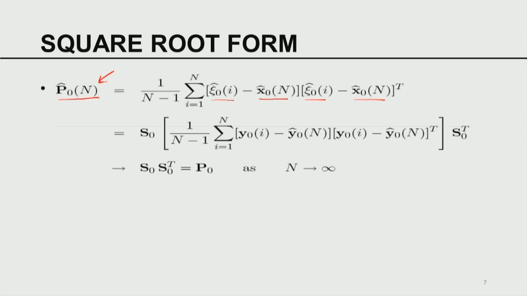Now, using the transformation, I can also rewrite line 1 as line 2, and the quantity within the parenthesis goes to I as n goes to infinity. That is because the quantity in parenthesis is a sample estimate of the covariance of y. The actual covariance of y is I. So, in time it will go to I. So, the whole thing reduces to S naught times S naught transpose equal to P naught. Therefore, the estimate of the analysis covariance at time 0 converges to the actual covariance P naught as n, the number of samples, goes to infinity.